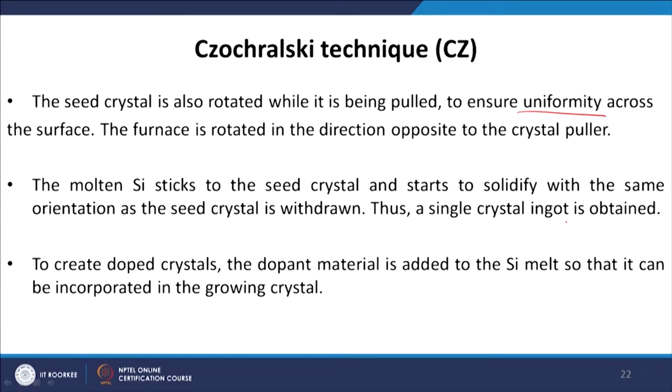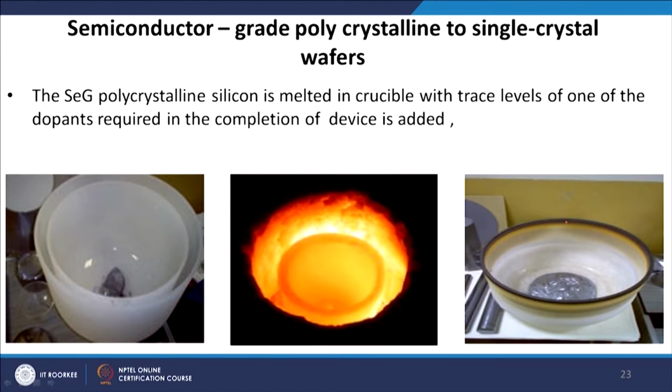To create doped crystal, the dopant material is added to the silicon melt so that it can be incorporated in the growing crystal. Semiconductor grade polycrystalline silicon to single crystal silicon wafers is shown here. You see that semiconductor grade polycrystalline silicon is first melted in a crucible with a trace level of one of the dopants required for the device added. Depending upon what kind of impurity we need for our final application, we can add an aluminum based impurity or a boron based impurity, and finally we get a doped silicon, which is shown here on the right hand side.